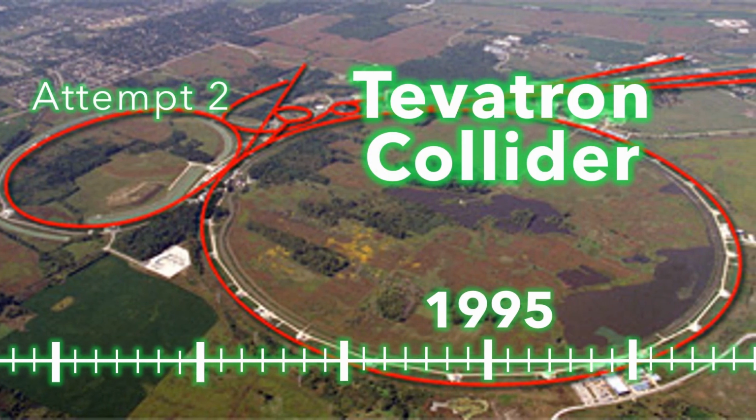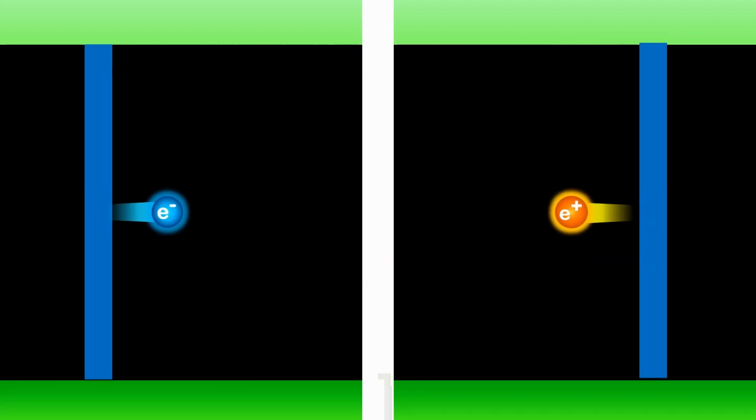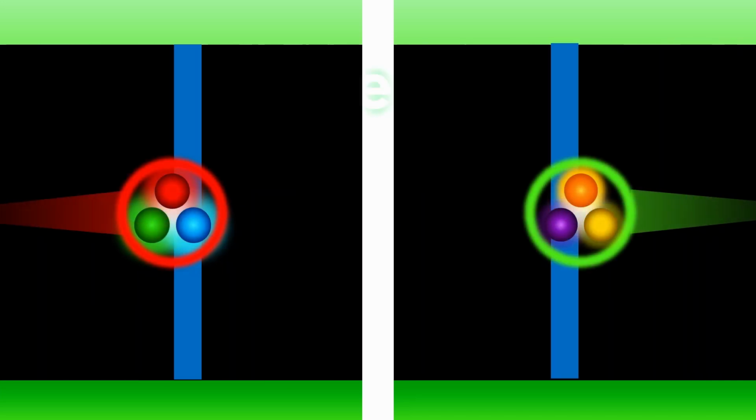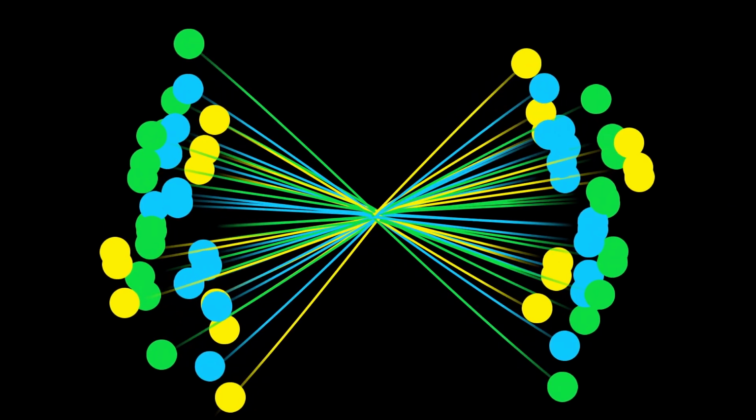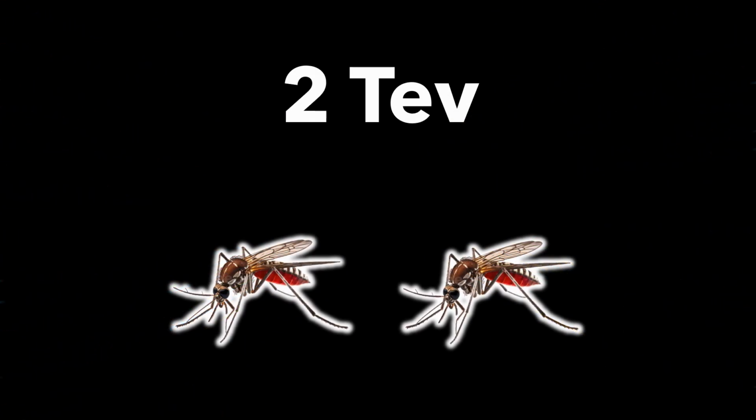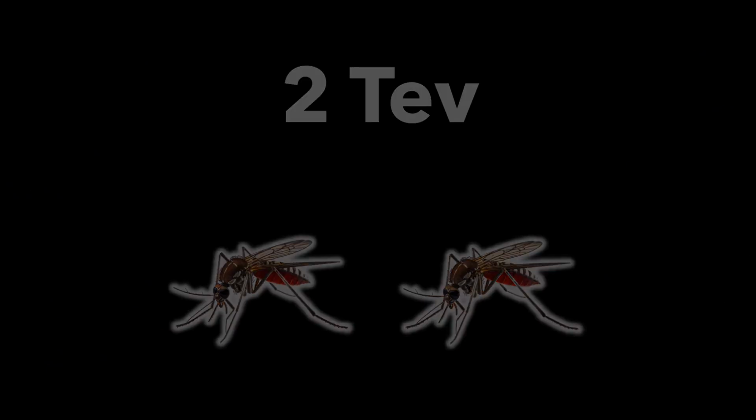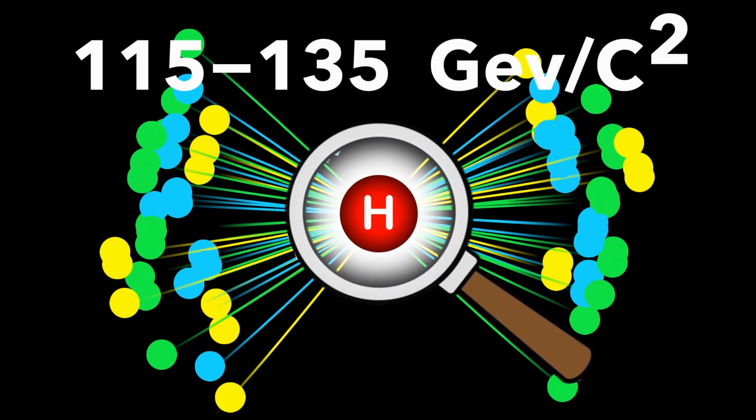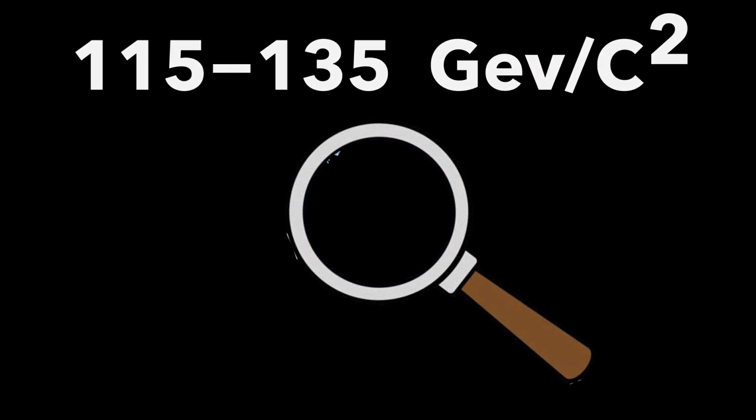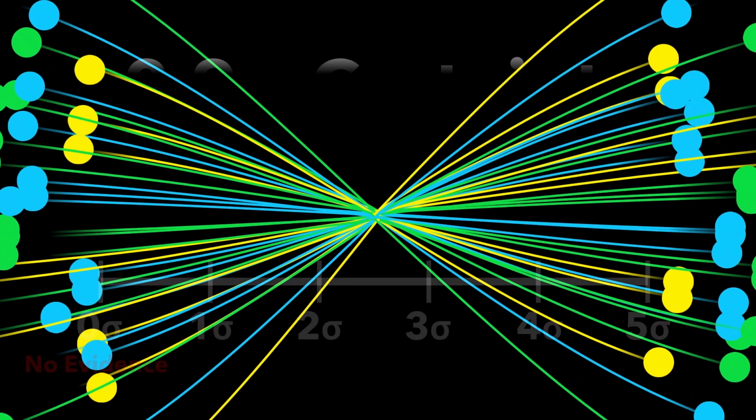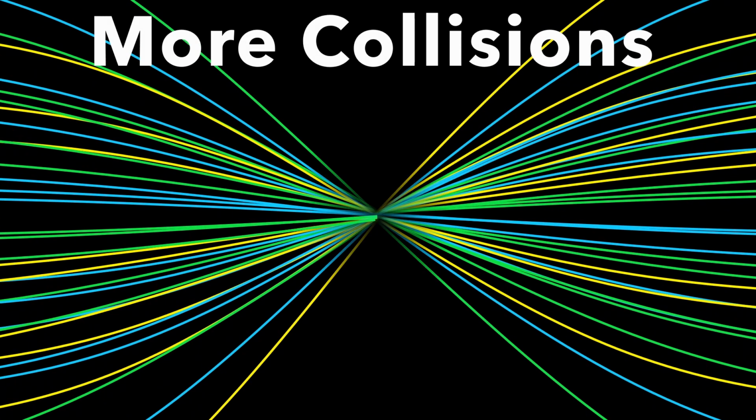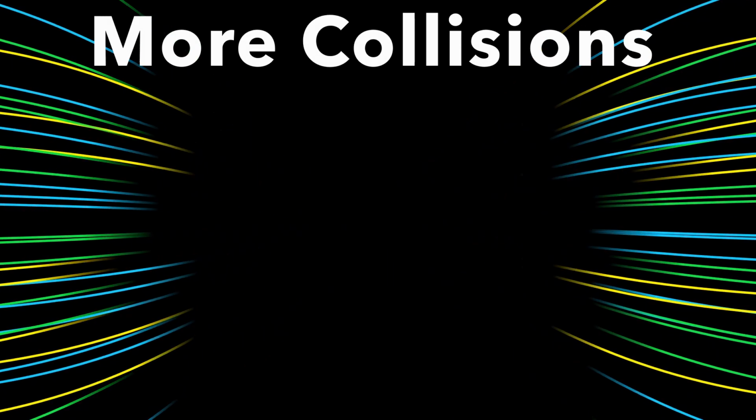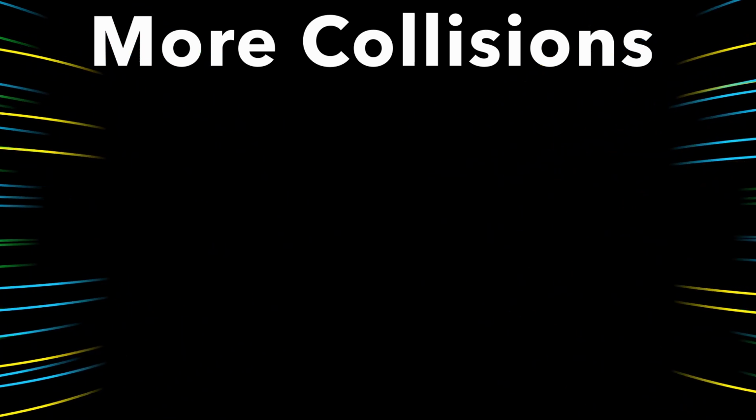Attempt 2 was the Tevatron in 1995. Rather than colliding electrons, the Tevatron used much heavier protons and antiprotons to give each collision more energy. The collision energy was now 10 times larger than the LEP, at about 2 teraelectronvolts, roughly twice the energy of a flying mosquito. Small signs of a new particle with a mass between 115 and 135 gigaelectronvolts per c² was seen, but only with a 2.9 sigma certainty, almost enough to be classed as evidence, but not enough to reach 5 sigma and claim a discovery. A collider with a much higher collision rate, or luminosity, was needed so that more Higgs bosons could be made.